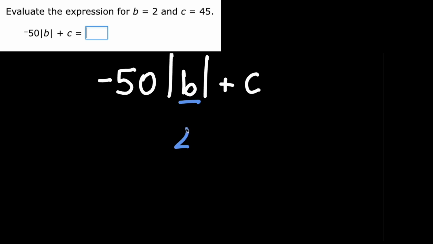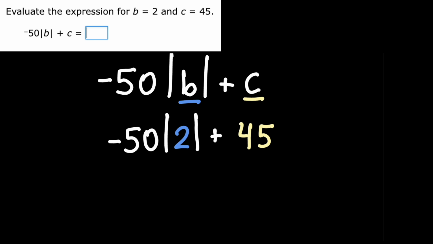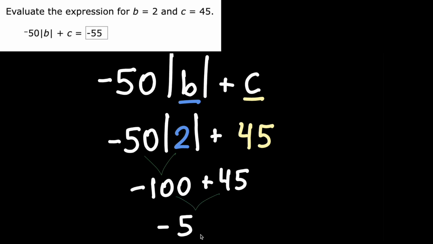Next we have to substitute 2 for b and 45 for c. The absolute value bars around the b just turn negative numbers into positive numbers, so our +2 just stays how it is. So all we need to do is multiply -50 times 2 to get -100. Then we just need to add 45 to get -55.